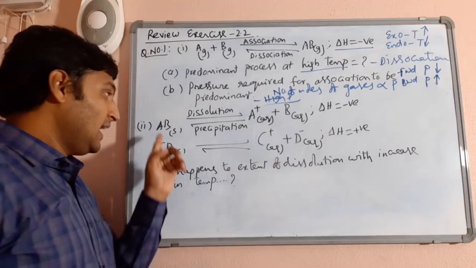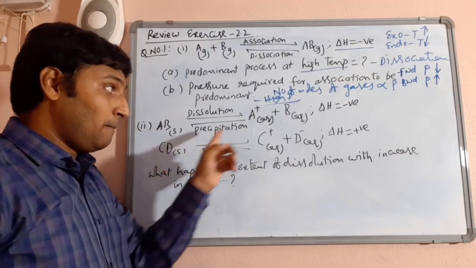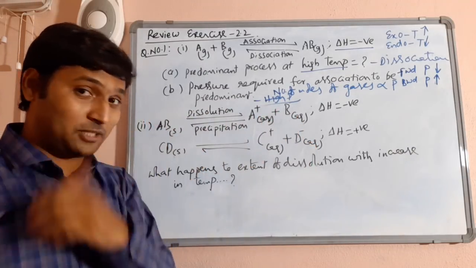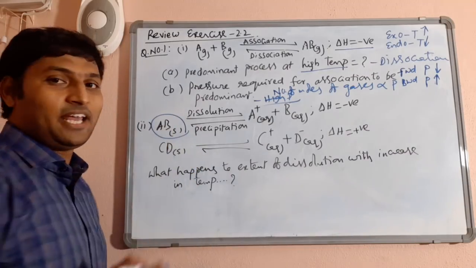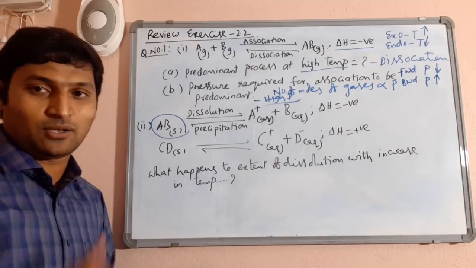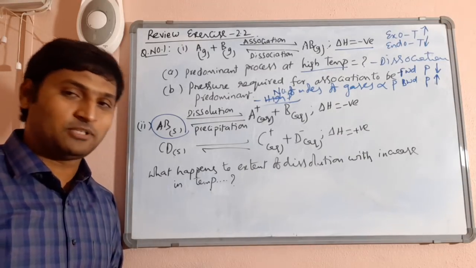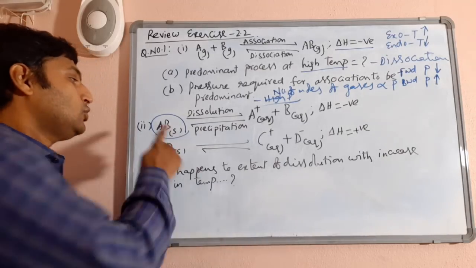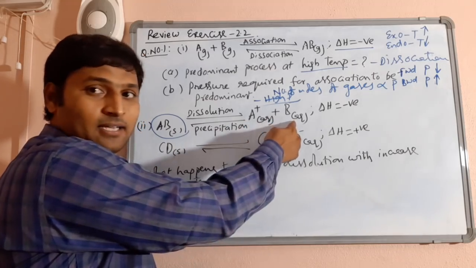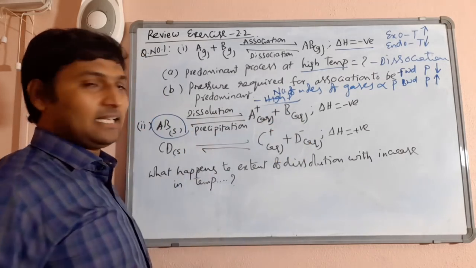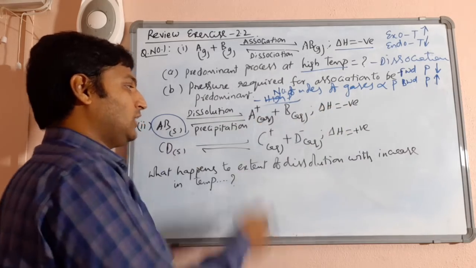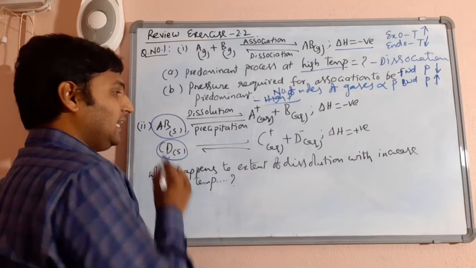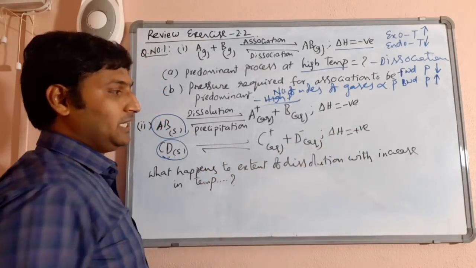Question number 2. A solid AB becoming aqueous cation and anion. Forward process is dissolution, backward process is precipitation. Then what kind of salt is solid AB? We revised it in the electrochemistry chapter also. You are absolutely right. It is a sparingly soluble salt. So a sparingly soluble salt dissolving and forming ions, and ions are combining and precipitating as a sparingly soluble salt, and dissolution is exothermic, precipitation is endothermic for AB salt. Whereas for a salt CD, dissolution is endothermic, precipitation is exothermic.